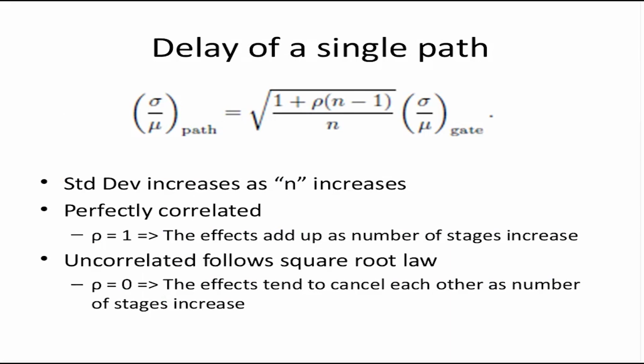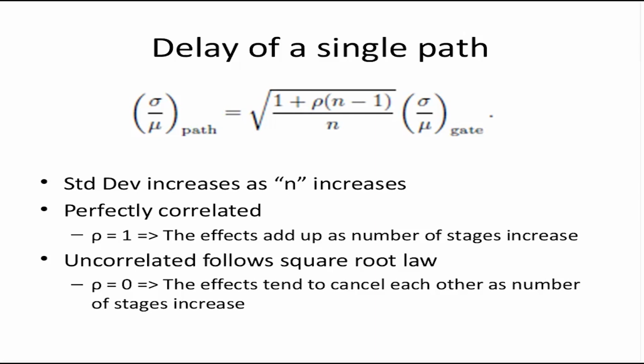Now let's see what SSTA will try to do. It will model the delay of a single path in terms of mean and standard deviation. So this is the formula for the delay of a single path. The n is the number of stages. So standard deviation increases as n increases. Right. So as the number of stages increases, the standard deviation increases. Rho is the correlation. If rho is 1, the effect adds up as the number of stages increases. If rho is 0, the effects tend to cancel each other as the number of stages increases.